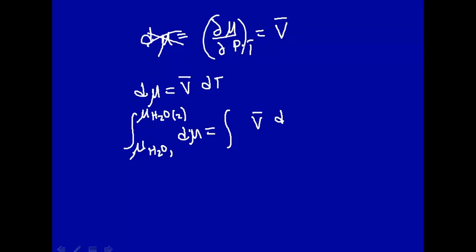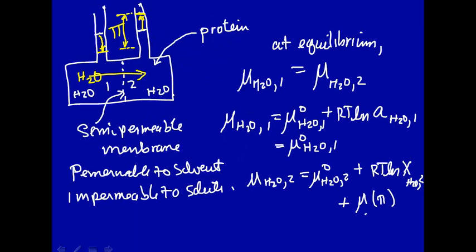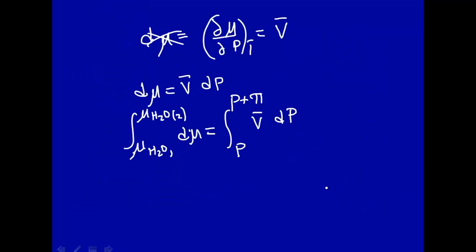Oh, sorry. What did I do? This should be pressure. Okay, dP. So this will be from the pressure on the left-hand side to the pressure plus the osmotic pressure on the right-hand side. What we have here is just regular old water at one pressure on the left-hand side. And now on the right, water has a lower chemical potential because of the dilution by the protein, but a higher chemical potential because of the hydrostatic pressure. We're calculating that extra term for the hydrostatic pressure.